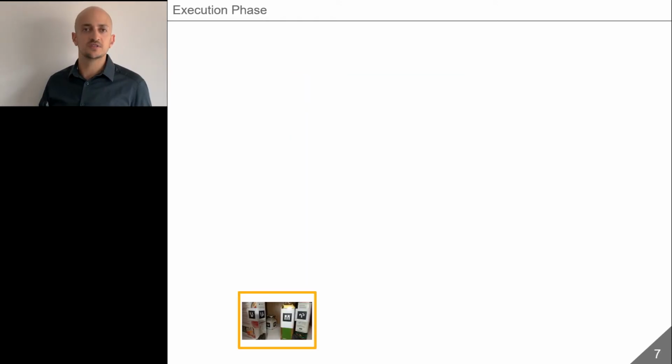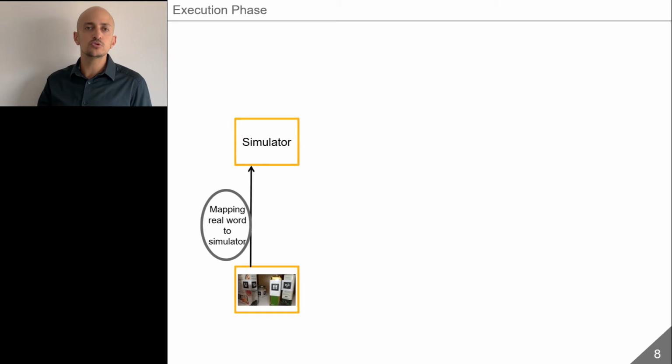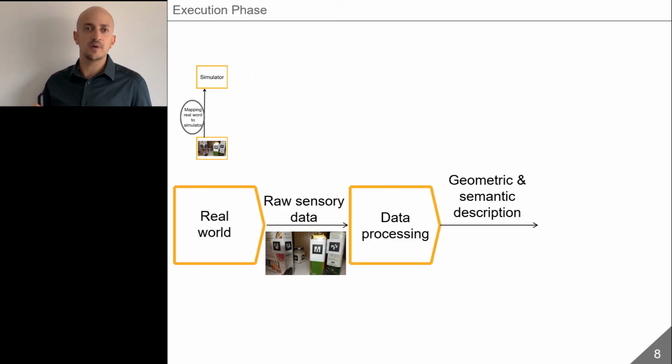The first step in this control loop is to map the current observation from the real world to a similar observation in the simulator. To do so, we take the raw image from a gripper-mounted camera and process this image to detect the pose and type of the objects in the scene.